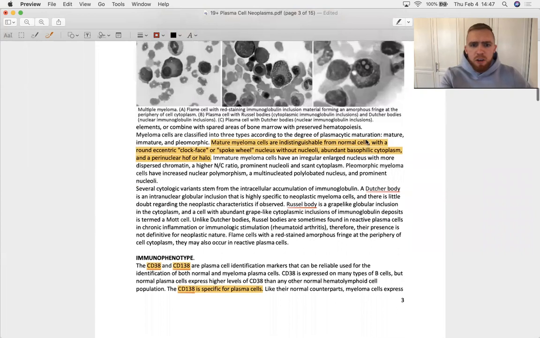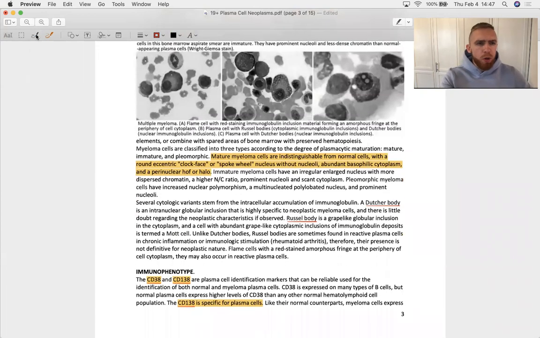Plasma cells, they have a clock face or spoke wheel nucleus. That's how they like to tell you in words, not pictures. They could have Dutcher bodies, which are intranuclear inclusions of immunoglobulin. Here's one on the far right. They could have Russell bodies, which are cytoplasmic globular inclusions. And so you're going to see spheres or circles. If they're in the nucleus, they're Dutcher. If they're in the cytoplasm, they're Russell.